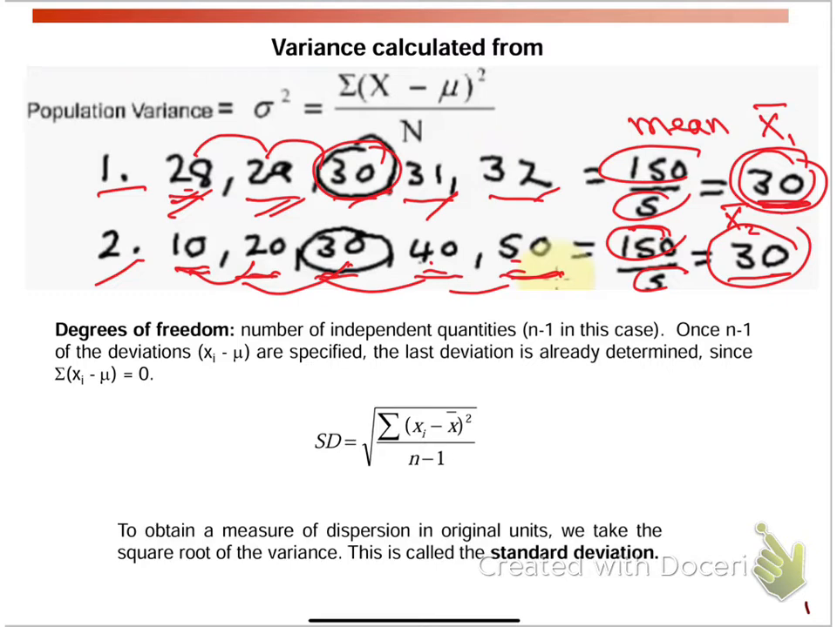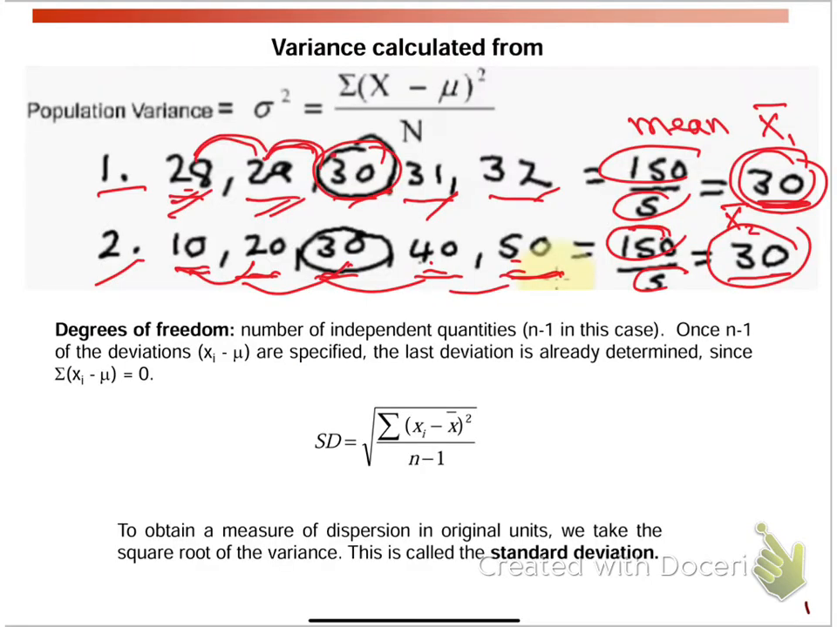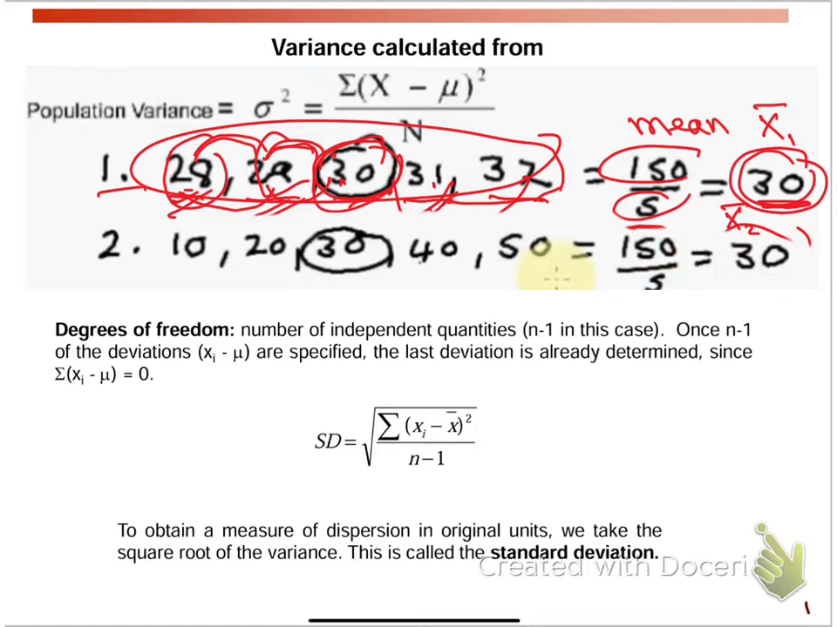Here it's 30, and the other items are 29, 28, very close to 30. After 30 it's the same thing: 30, 31, 32, very close. All of them, 28, 29, 30, 31, 32, are very close to each other. But here, 30, and after that 40 and 50, the gap is 10. And here 20 and 10, the gap is very big. So this data set is more spread than the first data set.